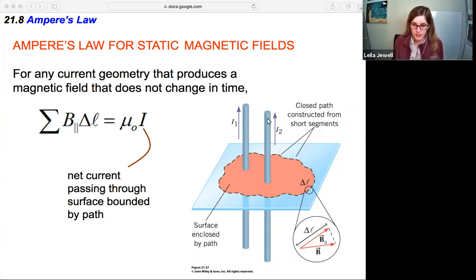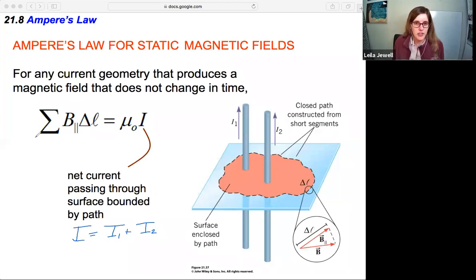So here we have two wires, and there's a closed path that's constructed from short segments. The segments are often chosen to be parallel, to have a component of the magnetic field parallel to them to simplify things. And if we want the net current passing through the surface bounded by it, this path is encircling I1 and I2, and I1 and I2 are both in the same direction. So for this example, I is equal to I1 plus I2. And there we have it.